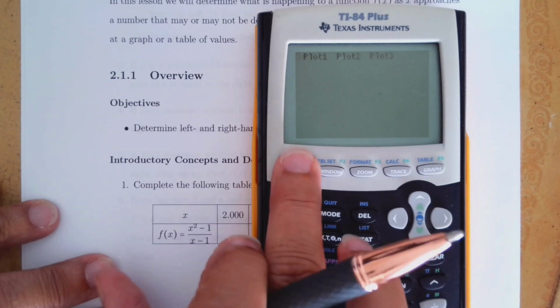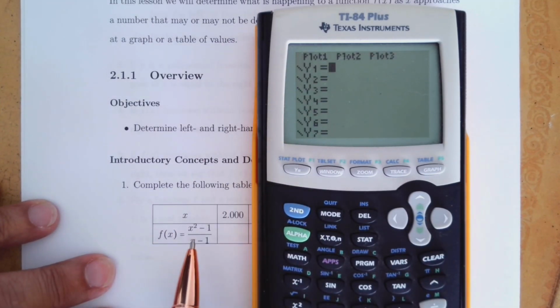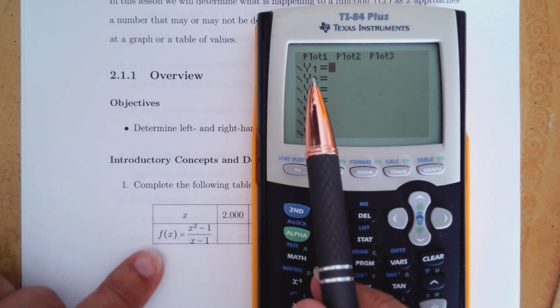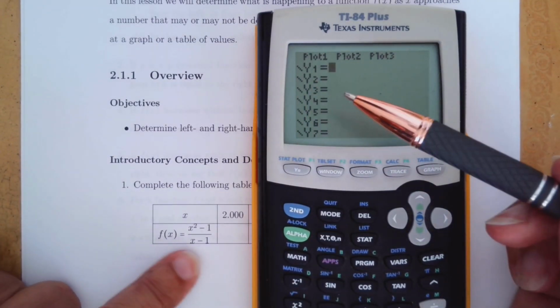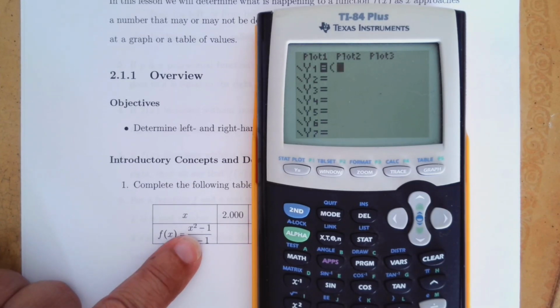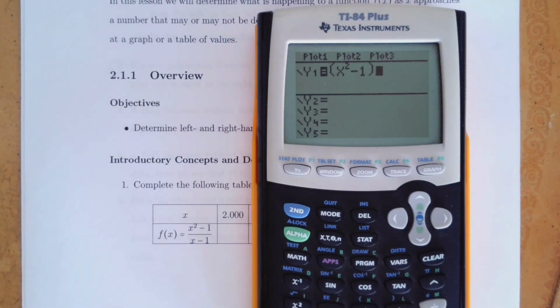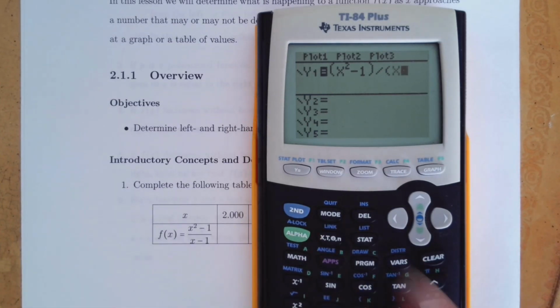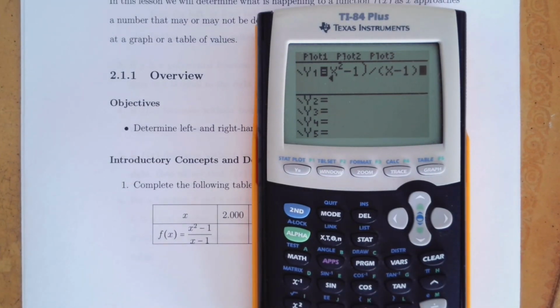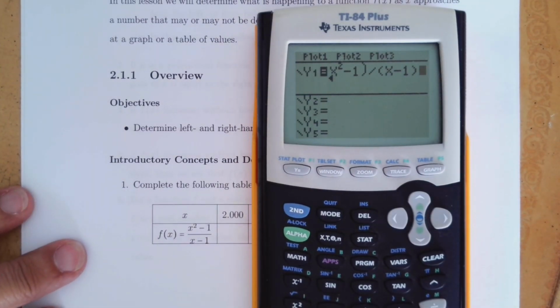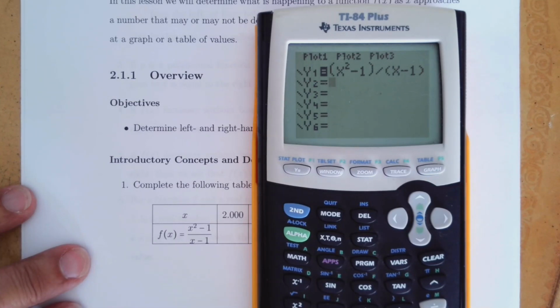So we're going to go to y equals, and in y1 we're going to put this function. Remember, y is the same thing as f of x, right? All right, so we're going to put parentheses and then put the numerator, so x squared minus 1, close your parentheses, and then hit divided by, and then parentheses x minus 1. Now you might say, why am I doing this? I could do this in my head. Yeah, that's true. But again, if you have a lot of numbers or a lot of decimal numbers, you would want to use your table in your calculator. All right, make sure you hit enter so that it registers.